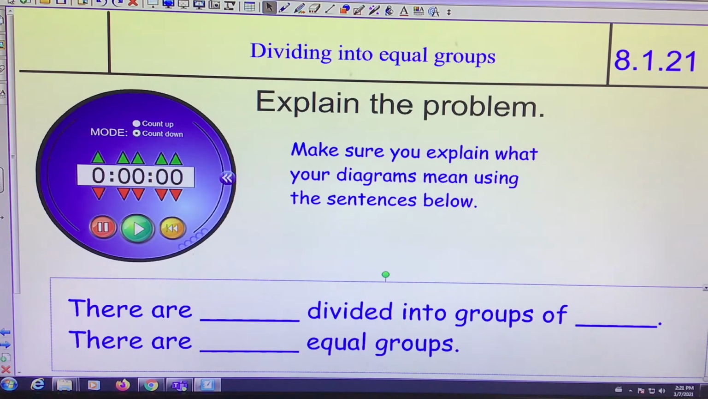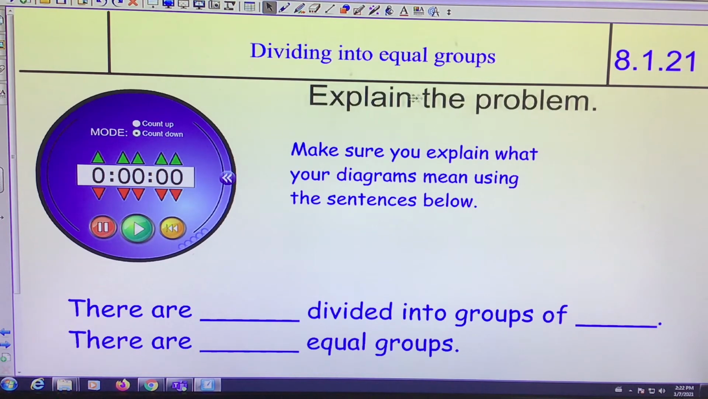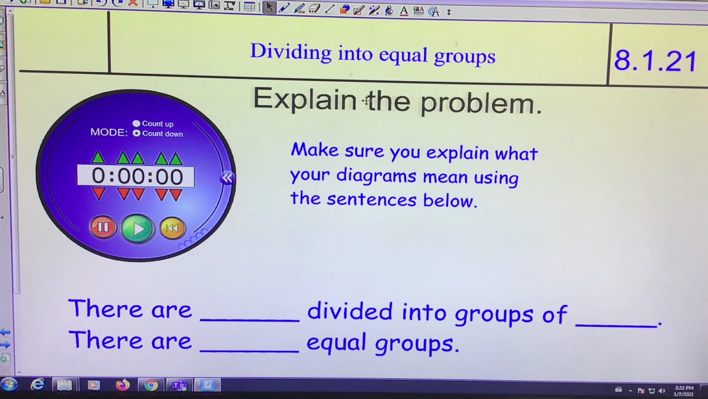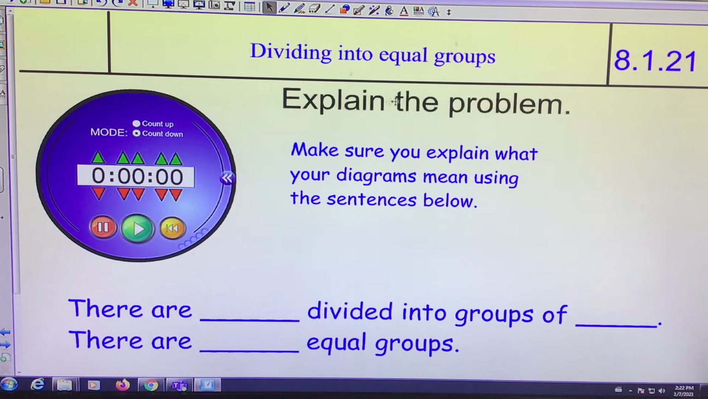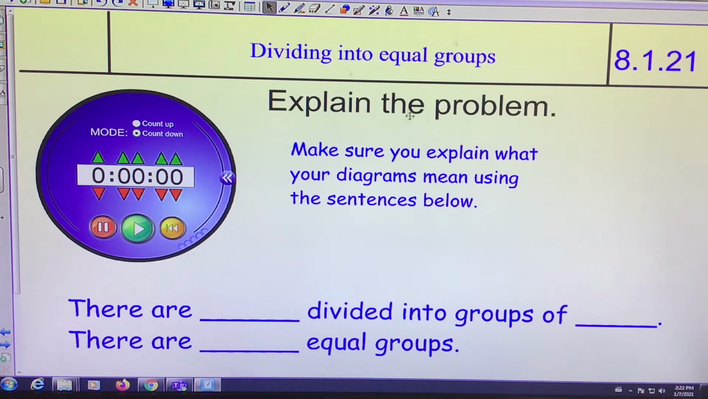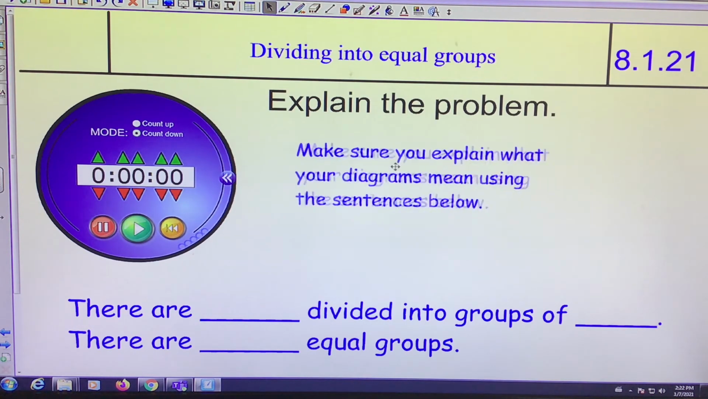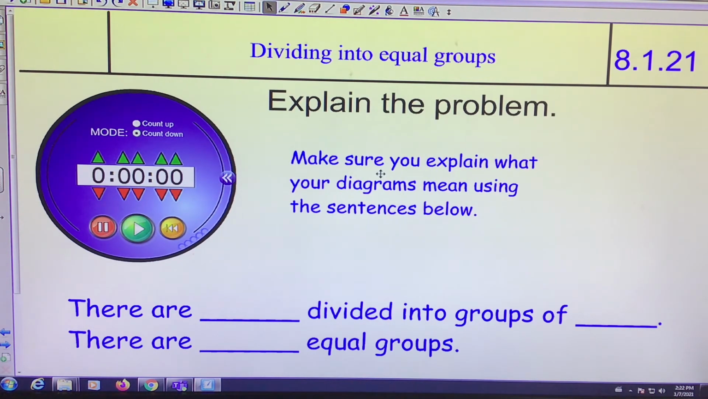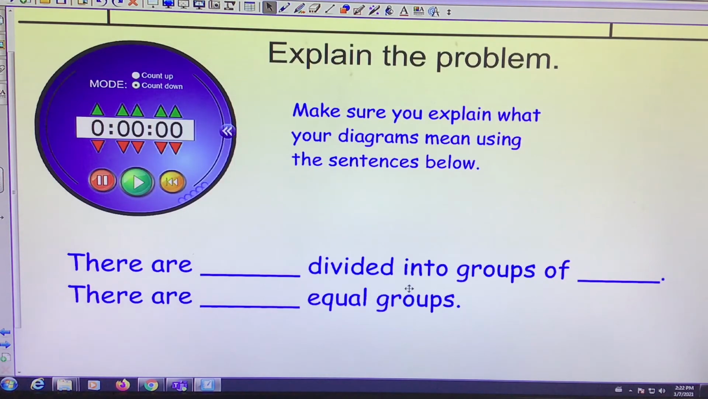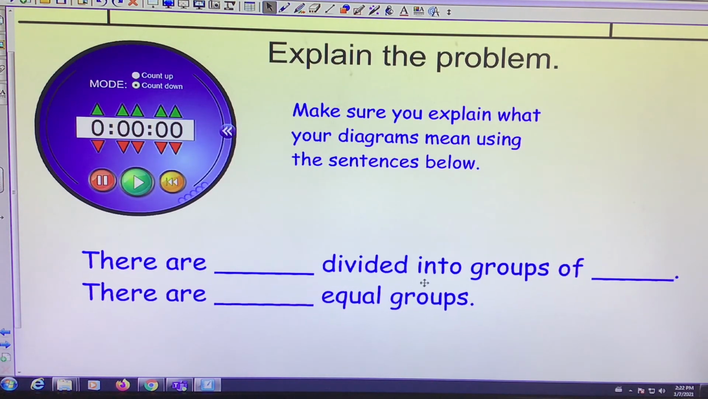Because we are journaling today, make sure that you explain the problem. Don't just write the equation out. I've not told you what the equation is yet. You try and do what you think it is. We'll come back to that in a moment. Write down the problem. That's not an equation. Make sure you explain what your diagrams and your drawings mean. Try and use, if you can, this stem sentence here.